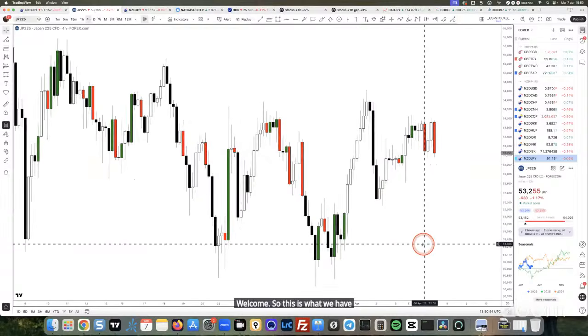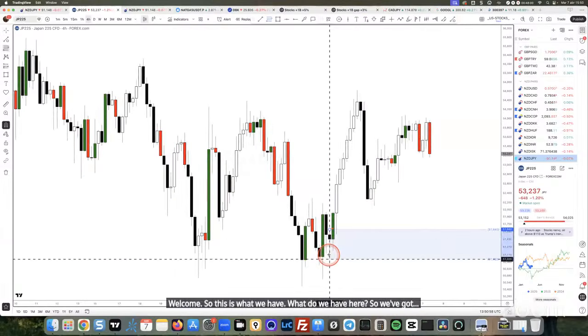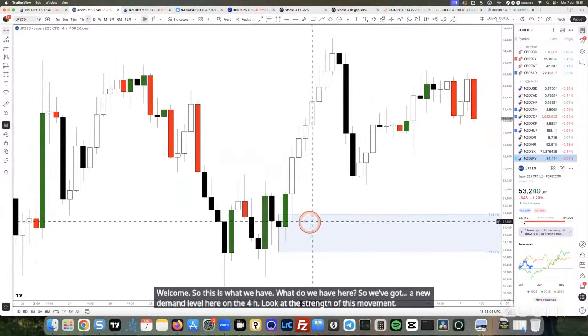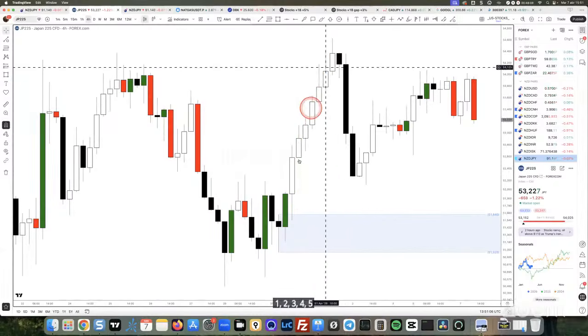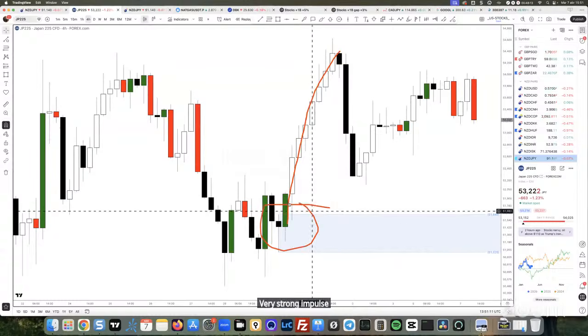So this is what we have. What do we have here? We've got a new demand level here on the 4-hour. Look at the strength of this movement, okay? 1, 2, 3, 4, 5, 6, 7, 8. Look at that. Very strong impulse that creates a new imbalance.